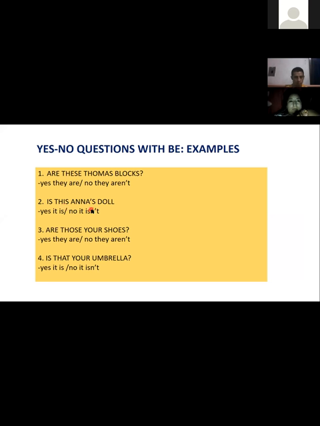Is this Anna's doll? Yes, it is. No, it isn't. Yes/no questions with demonstratives. Are those your shoes? Yes, they are. No, they aren't. In this case, I'm including the plural demonstrative for far objects. Is that your umbrella? Yes, it is. No, it isn't. Okay? So those are the yes/no questions with demonstrative pronouns. Again, this, these, those, and that.